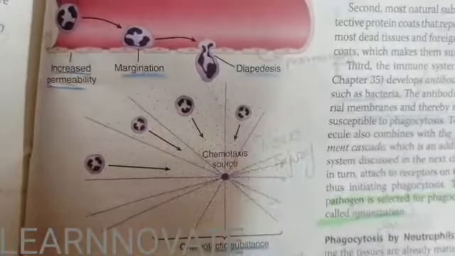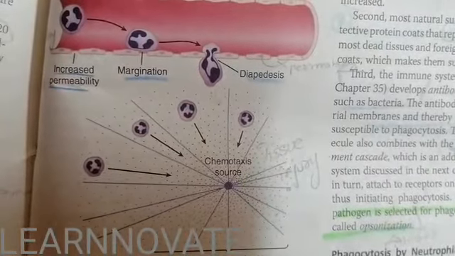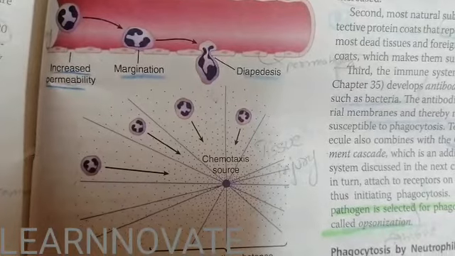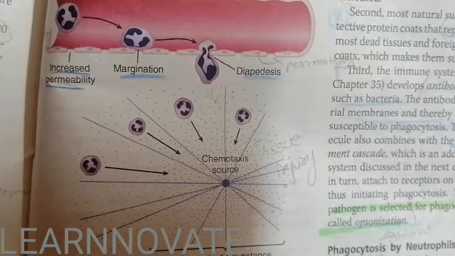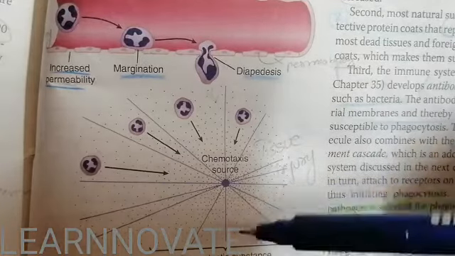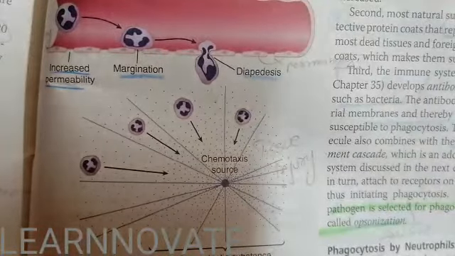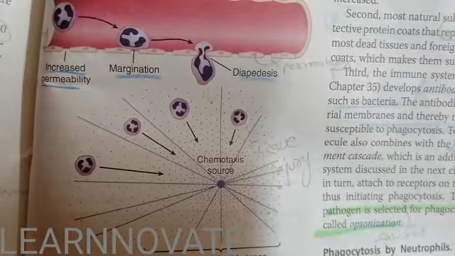So this was a simple explanation of how there is increased permeability, then margination, and then diapedesis. Then these neutrophils and macrophages come towards the tissue injury by chemotaxis, and that's why the inflammation is decreased. So this was an explanation about inflammation.